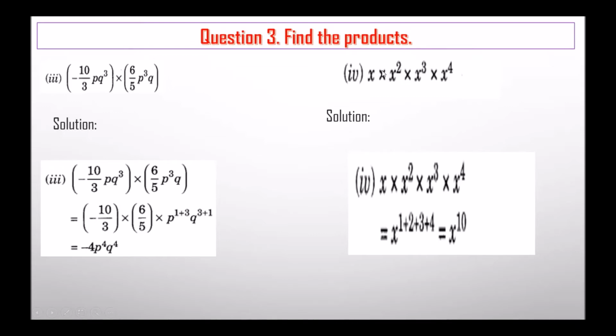Fourth, x into x square into x cube into x raised to 4. We will just add all the exponents. So 1 plus 2 plus 3 plus 4. So x raised to 10.